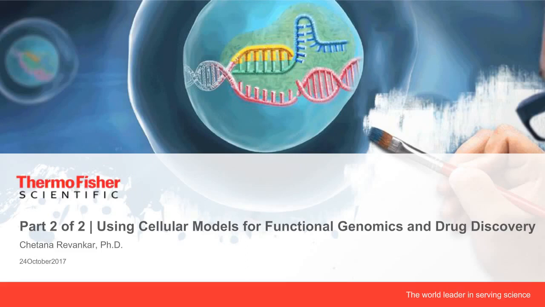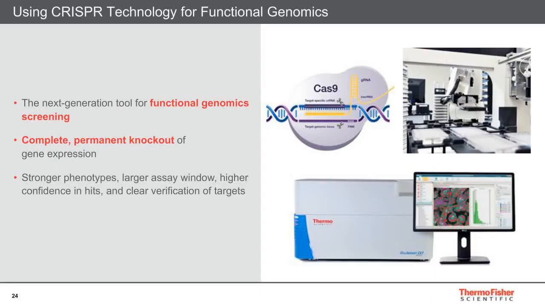Hello, everyone. So once you create these cellular models, let's see how you can use these to address questions about functional genomic screening or target identification. In the next slide, I want to ground everybody as to why CRISPR-Cas9 technology is so exciting, especially for screening purposes. In reference to what's currently widely popular, the RNAi-mediated gene knockdown, CRISPR-Cas9 technology is the next generation tool for functional genomic screening.